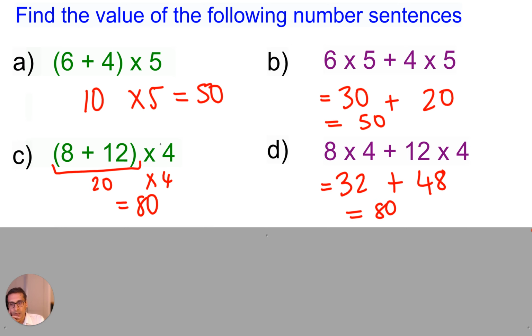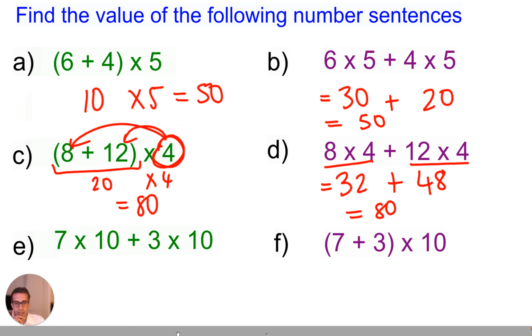So again, this is 4 lots of 12 and 4 lots of 8. Okay, final example here. Have a go with this one. You're going to get the same answer for both, and we're going to deepen our connection of our knowledge of the distributive law of multiplication.